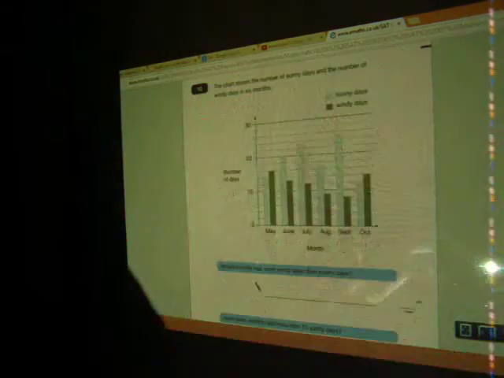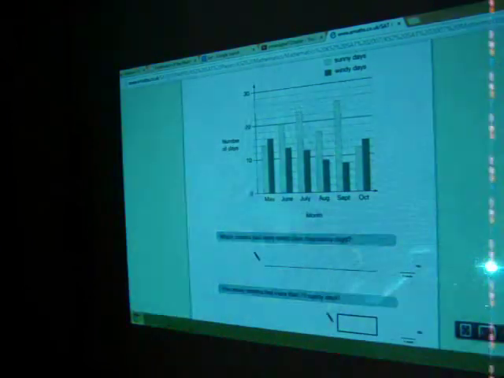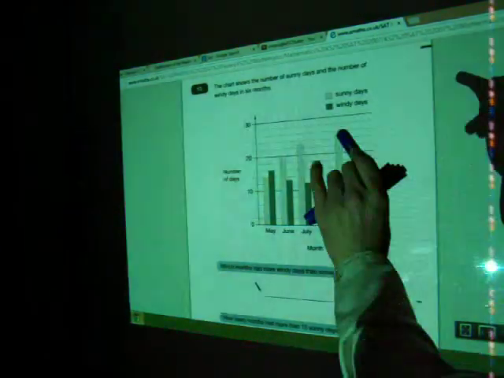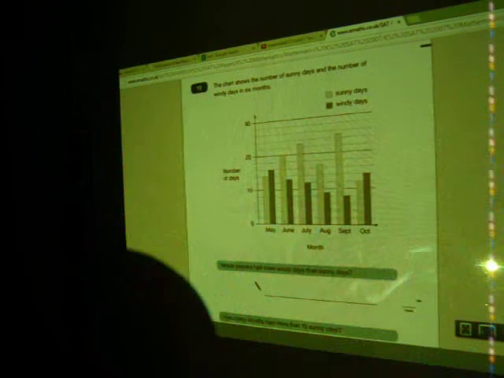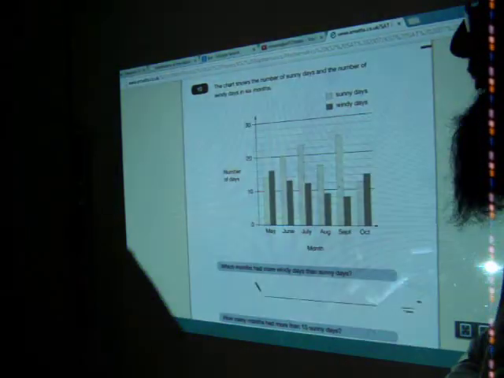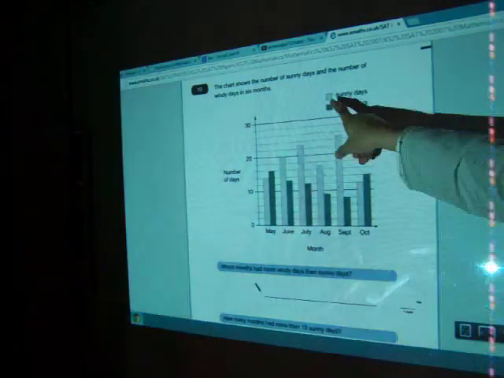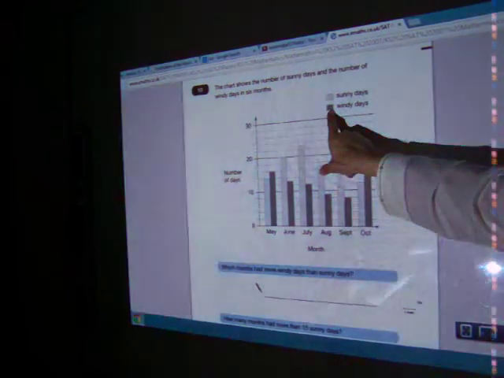Okay, let's go right to the top. Stop. Steady. Oh, down a bit, please. Okay, that's lovely. The chart shows the number of sunny days and the number of windy days in 6 months. Sunny days is the light bar, windy days is the dark one.